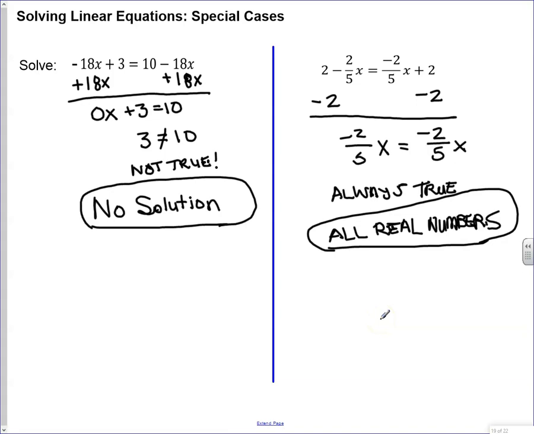Most of the time we get what's called a conditional solution, where x has to be equal to a certain value.